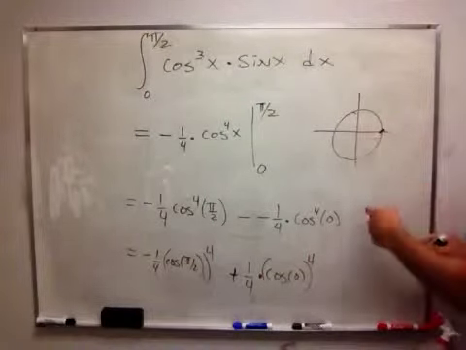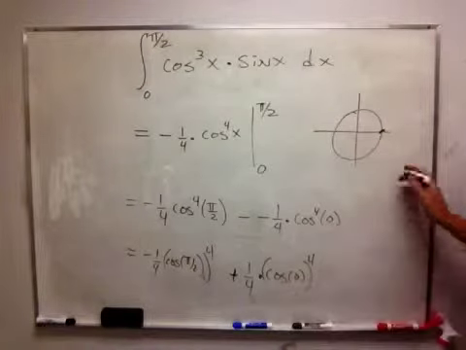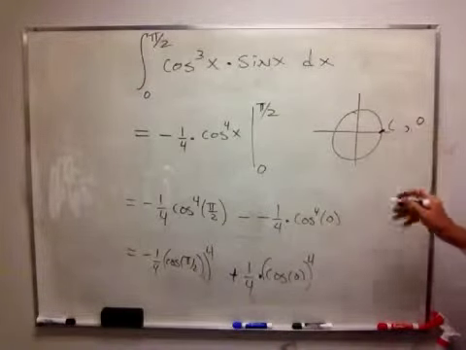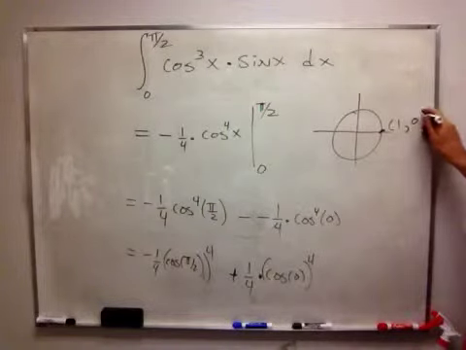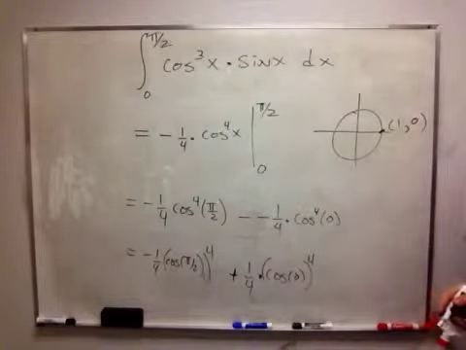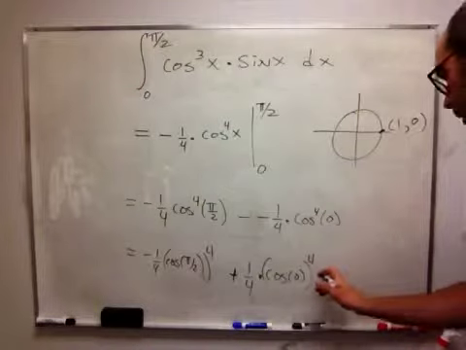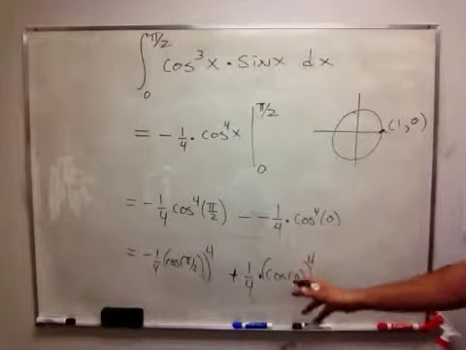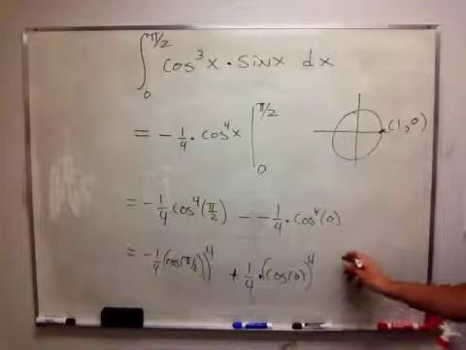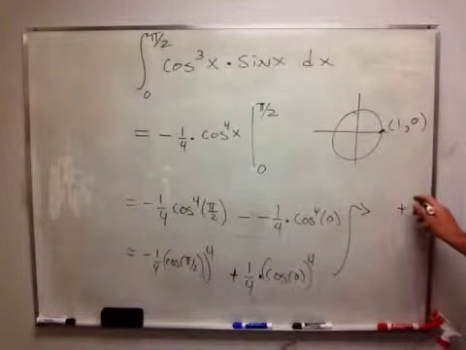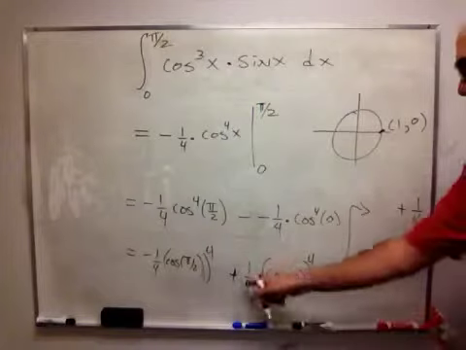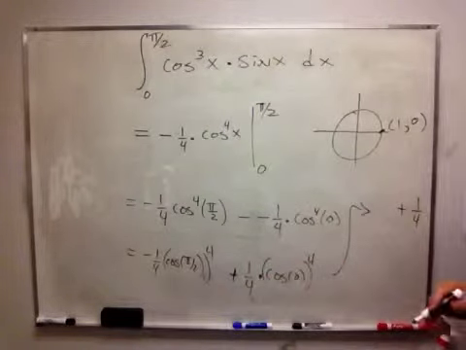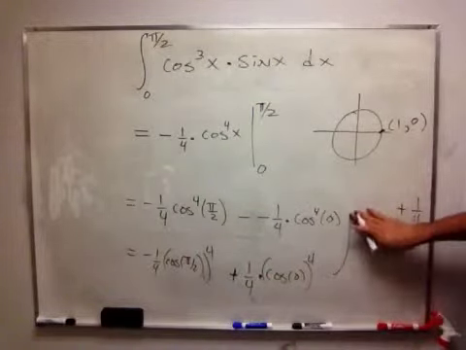Let's see, at 0, over 1 up 0, cosine is the x-coordinate, so this is just a 1. 1 to the fourth is 1, and then 1/4 times 1 is 1/4. Okay.